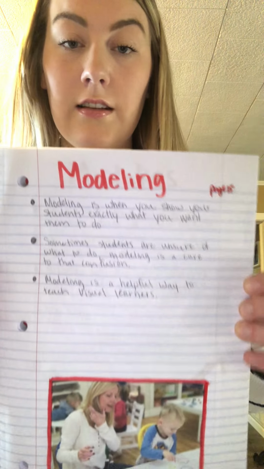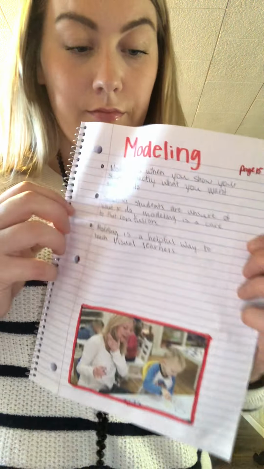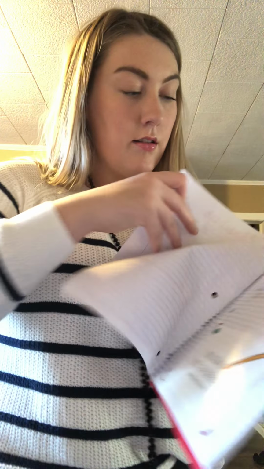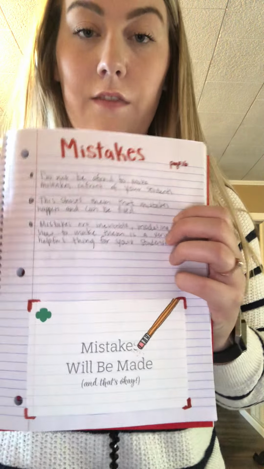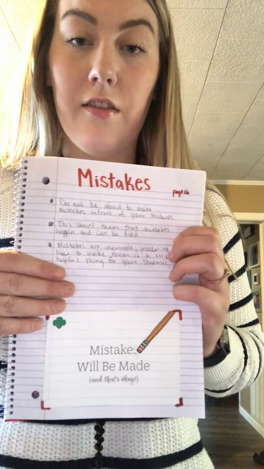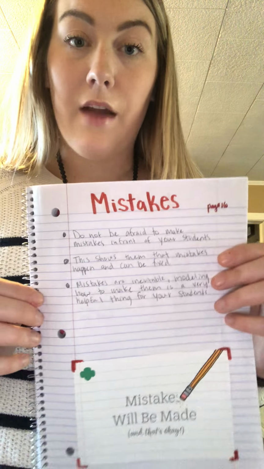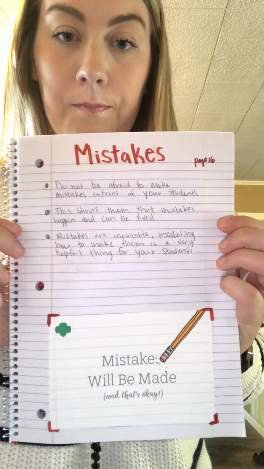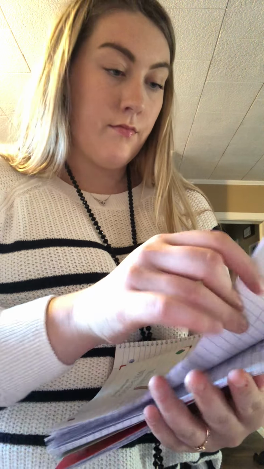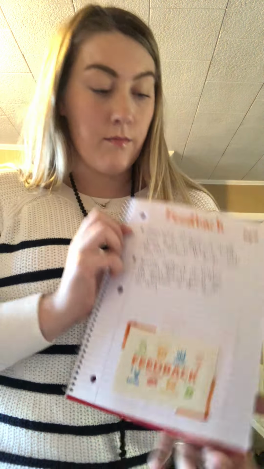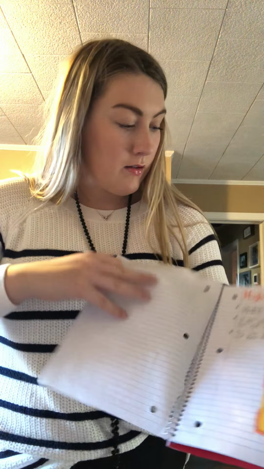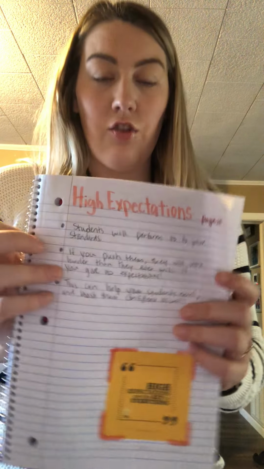Next, I did modeling. Then I did mistakes, which could also be a part of modeling if you're modeling how to make mistakes correctly in your classroom and showing how you can come back from them and how it's okay to make mistakes. I did feedback next. High expectations.